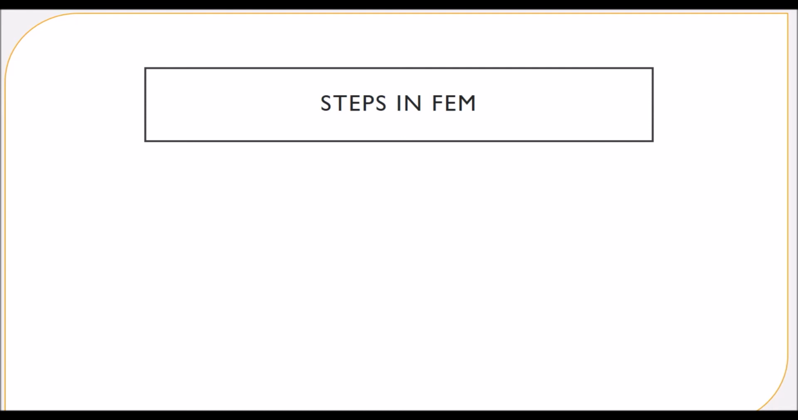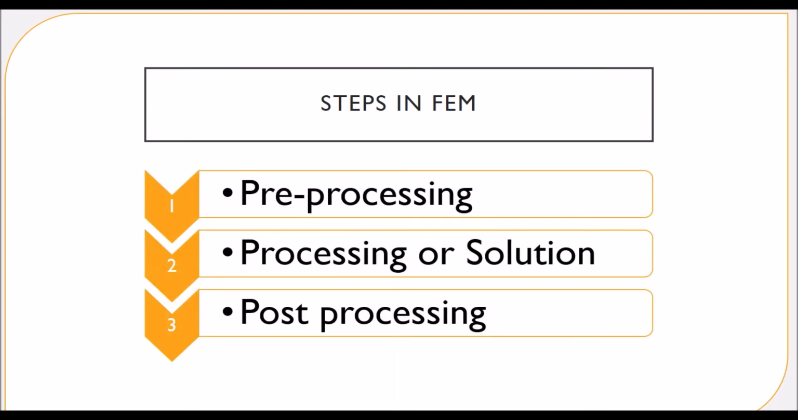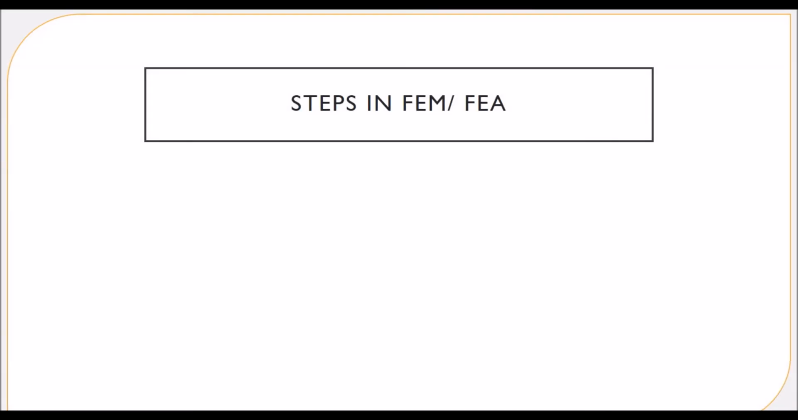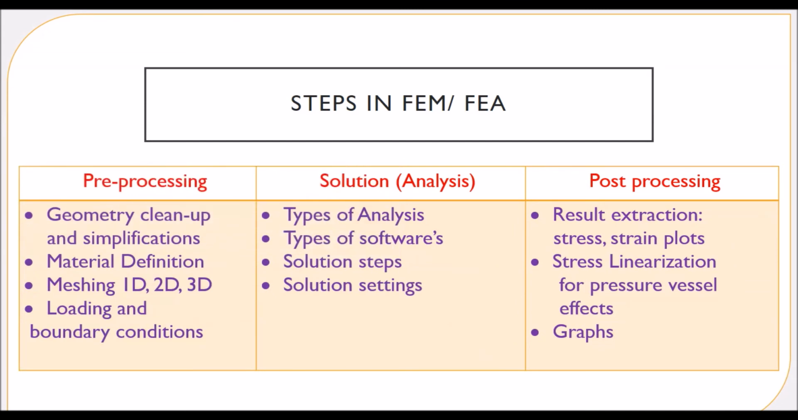Next, what are the steps required in FEM? First is pre-processing, second is processing or solution, and third is post-processing. Now we'll discuss this process in detail. FEM and FEA both follow the same steps: pre-processing, solution or processing or analysis, and post-processing.